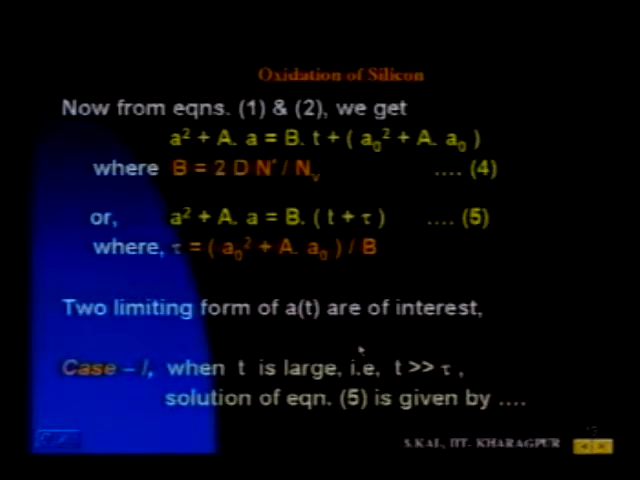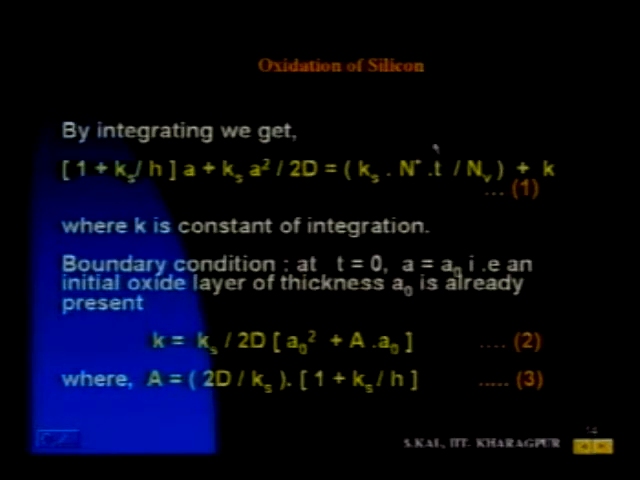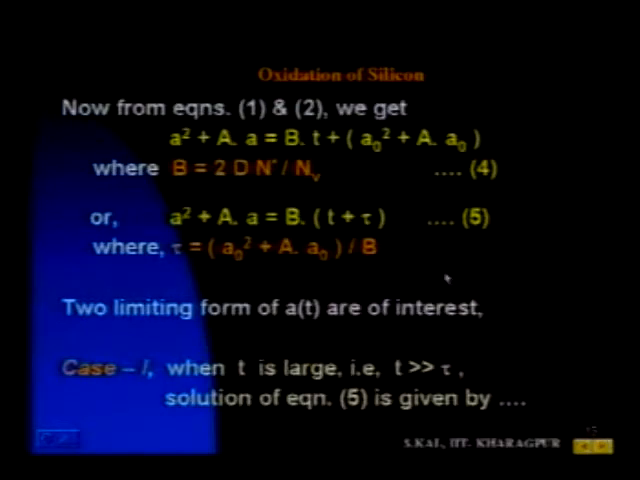Next comes from equation 1 and 2, which we have shown in the earlier slide. This is equation 1 and this is equation 2. So from equations 1 and 2, we will get A square plus capital A into small a is equal to Bt plus A naught square plus A into A naught. Again, another substitution has been made, and that is B equal to 2D N star by N V.